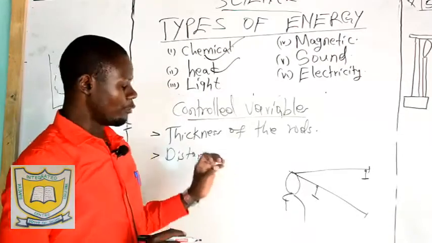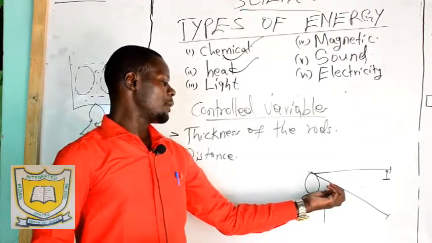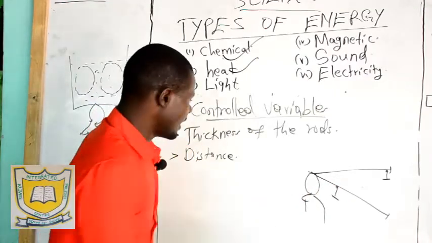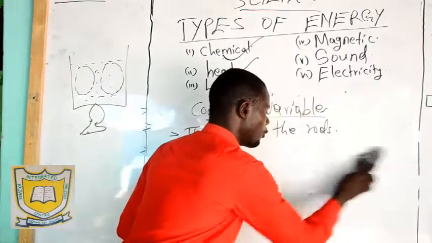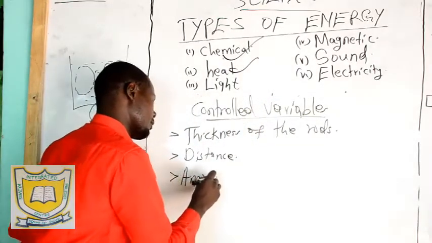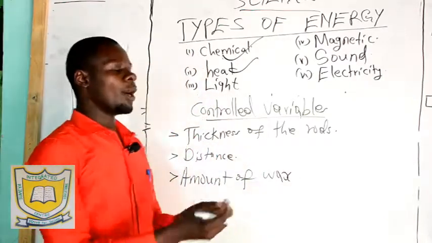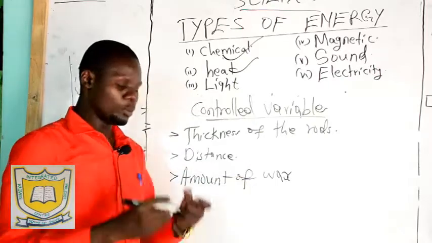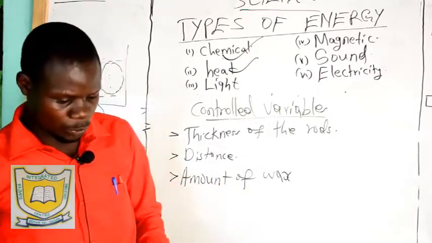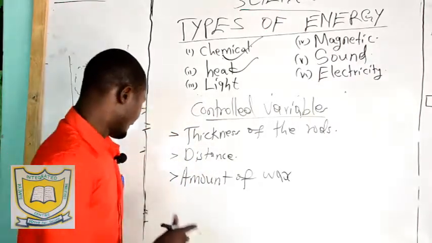Make sure that when you are performing the experiment, the distance from where you are fixing the pins to the source of heat is the same. So distance matters. And then we also have the amount of wax. The amount of wax fixed should be of the same size. Don't use a lot of wax on one metal and less wax on the other metal.